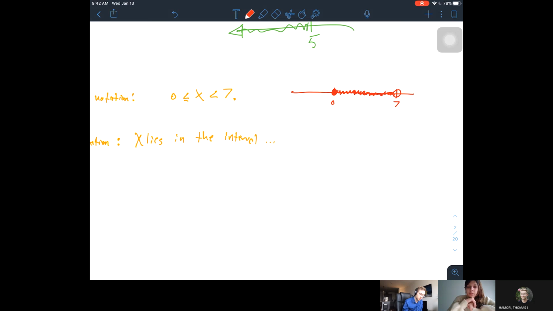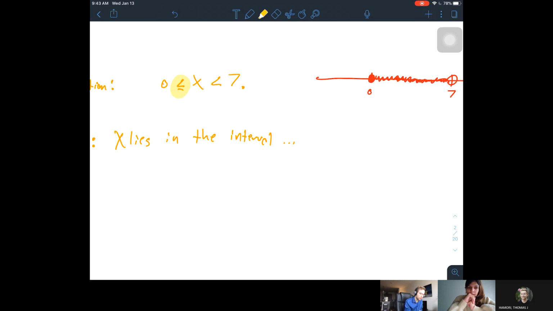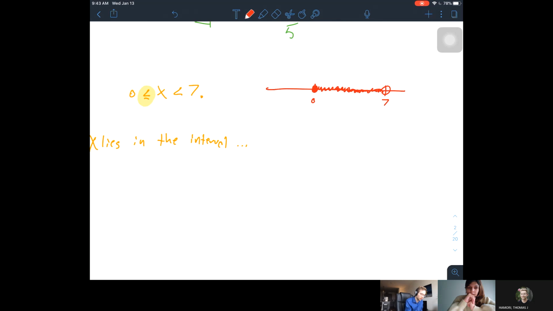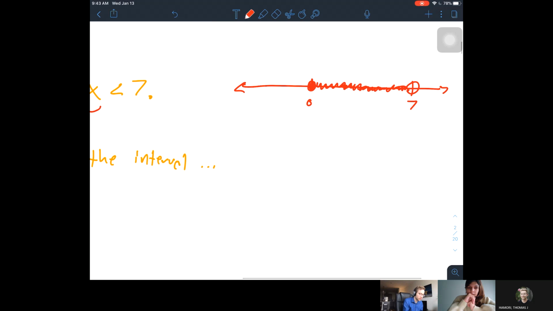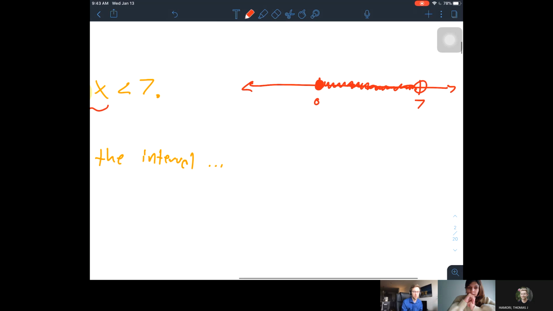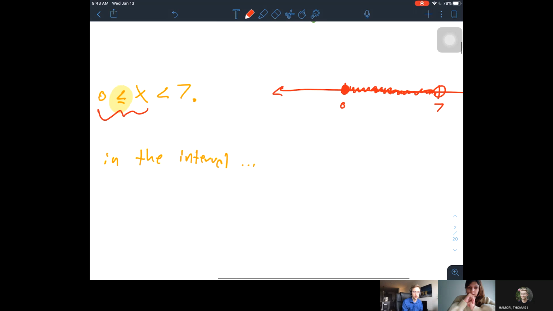Why are we considering a closed dot on the 0? It has to do with this sign being a less than or equal to sign. What I'm trying to do on this number line is fill in all the values which x can take. What the first part says is that x is larger than or equal to 0. So I also fill in 0 because it could possibly be 0 based on our inequalities.